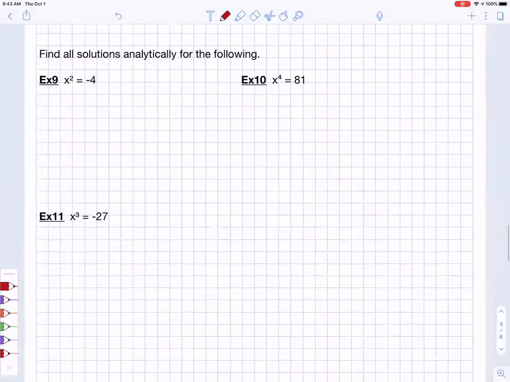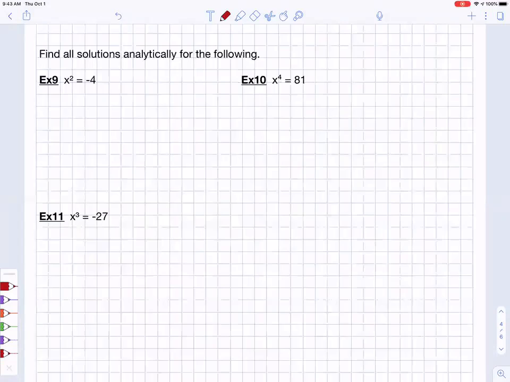All right, find solutions analytically. All right, so we know this means we're not going to the calculator. We know that this means that we need to solve by hand, showing all of our work. Now, there's something to remember here.